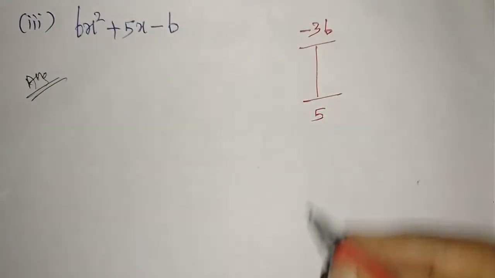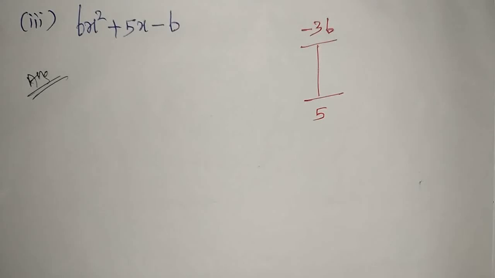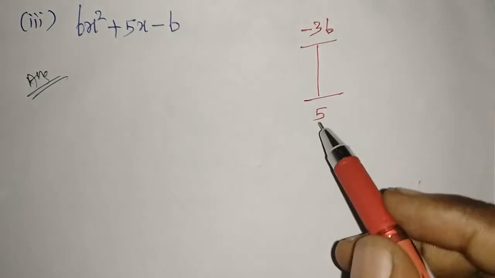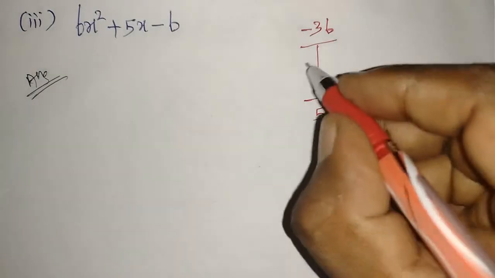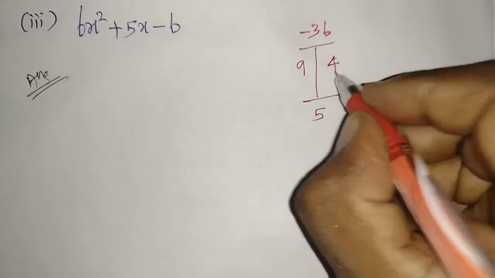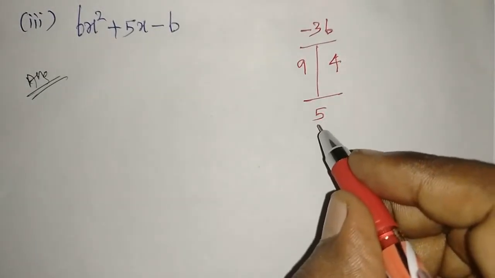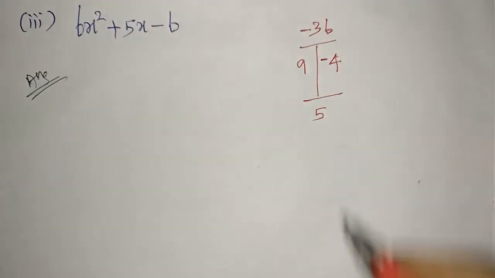So I am giving here 5 plus 5. The product value we need to get is minus 36, and the sum value we need is plus 5. So I am giving 9 fours are 36. The addition value we need in positive, so I am giving negative for the lowest number.